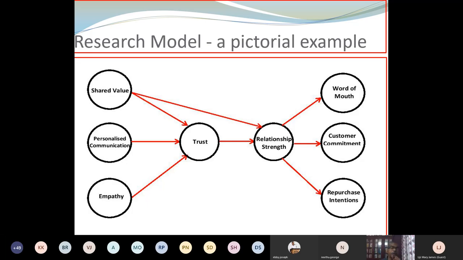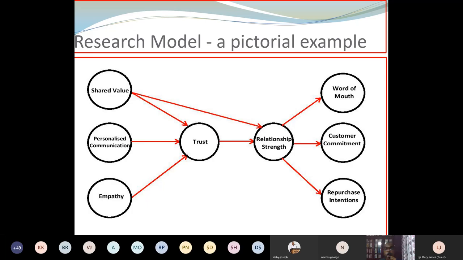And this shared value can also influence the relationship strength. Just look at the arrow. Shared value, personalized communication, and empathy can influence trust. Trust can influence relationship strength. And the shared value also can influence the relationship strength.